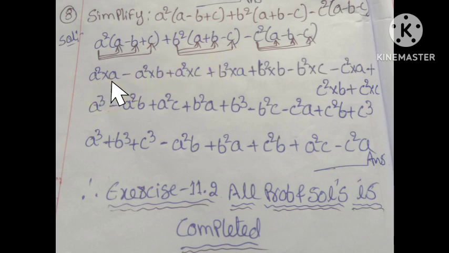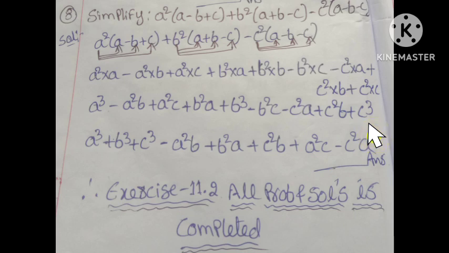So a square into a is a cube, minus a square b, plus a square c, plus b square a, plus b square into b. The bases are the same, so we add the exponents: 2 plus 1, so b cube, minus b square c, minus c square a, plus c square b, plus c square into c. Both bases are the same, so we add the exponents: c square into c is c cube.